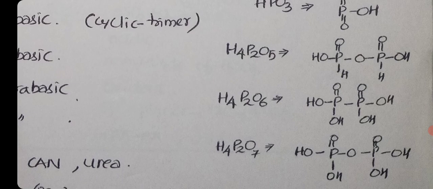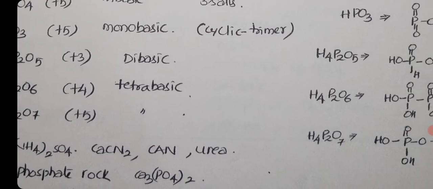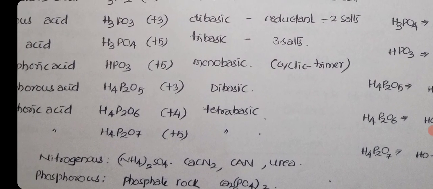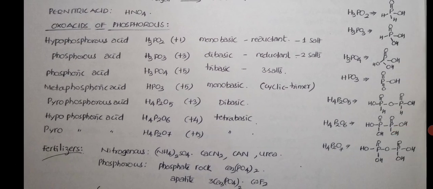H4P2O5, it is again a dibasic acid. There is a P-O-P linkage. It contains P-H bonds, so it is definitely a reducing agent. H4P2O6, four OH groups are there, so tetrabasic acid. H4P2O7, P-O-P bond is there, remaining all attached by OH groups. These are the acids: pyrophosphoric acid, hypophosphoric acid, pyrophosphorous acid, metaphosphoric acid, and all.